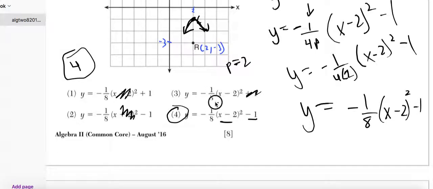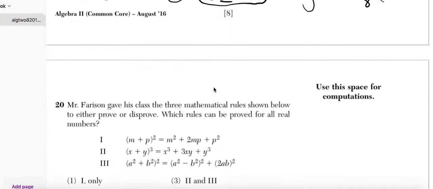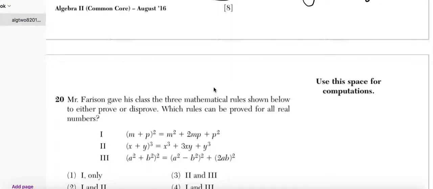But this is the same equation, negative 1/8 times x minus 2 squared minus 1. And here we got it, negative 1/8 x minus 2 squared minus 1, choice 4. All right, moving on, and it's focus directrix equation of parabola. Mr. Farrison gave his class the 3 mathematical rules shown below to either prove or disprove which rules can be proved for all real numbers.